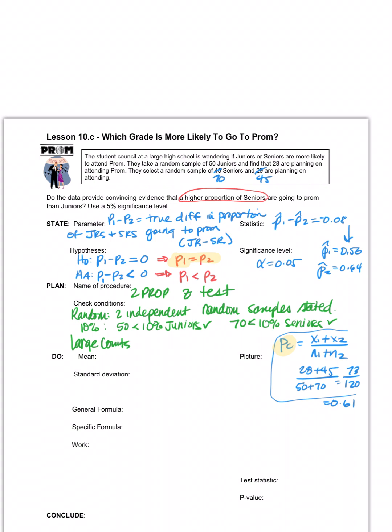So when I do my large counts, let's see, the juniors was 50. So it's going to be 50 times 0.61, and then 50 times the complement of that, 0.39. So basically 31 is greater than 10. And this comes out to like 19. 19 is greater than 10. Okay, so that worked out.